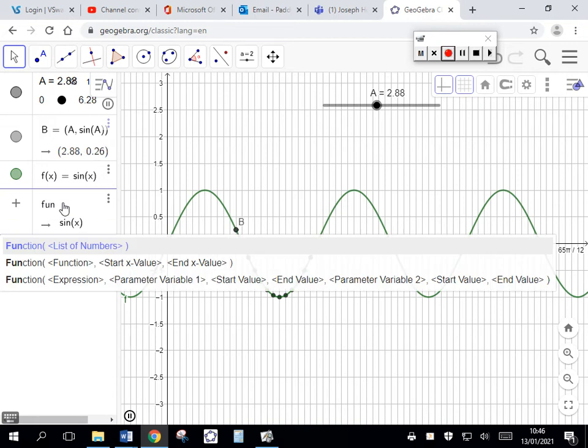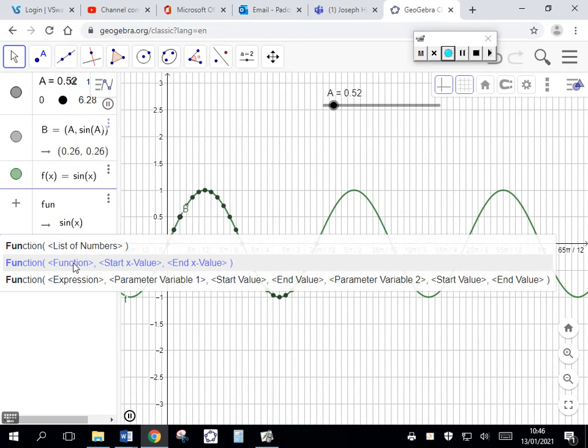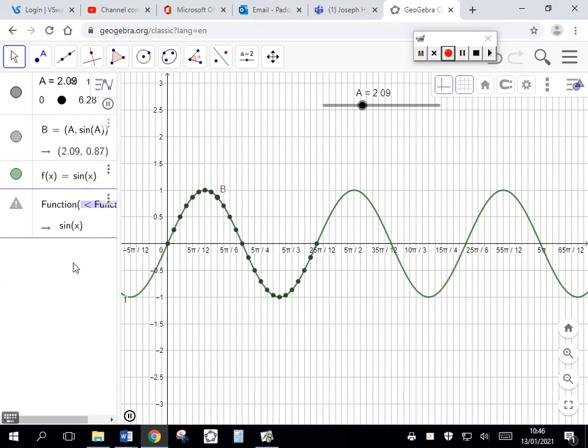So I'm going to type in FUN. GeoGebra gives me this option for function, start value, end value. So I'm going to choose that one. I'm going to type in the function is sine of x. In fact, I can just call it f because GeoGebra has called the function sine of x f already. So I can just type in f in there. I'm going to start at 0 and I'm going to end at 2 pi.